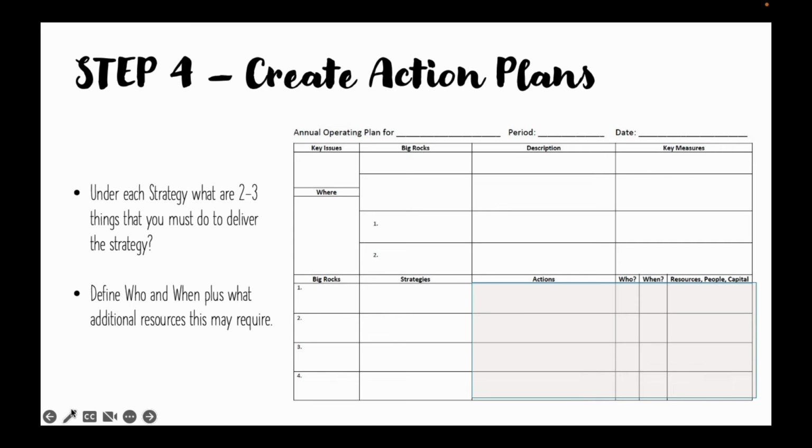So, for argument's sake, the example we've been using, the strategy could be upgrade our website, and one of the actions could be there. So action 1.1.1 could be, because you can continue the numbering system, engage a web consultant to help us build our new website. Okay, and then define who's going to be responsible for getting it done.